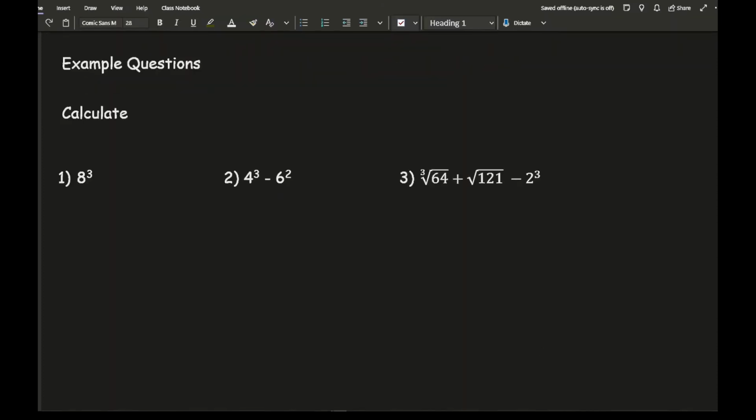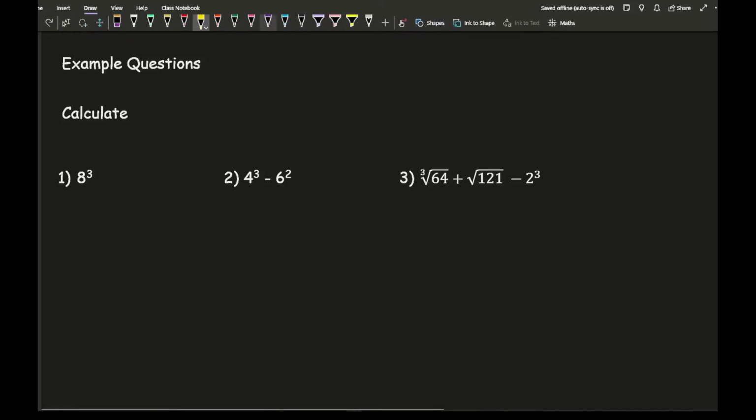So let's go through some common example questions. With question 1, it's asking us to work out what 8 cubed is. So again, recognizing that 8 cubed is 8 times 8 times 8. Now 8 cubed is not one of the ones that we should know mentally, so let's have a look at working this out. So 8 times 8 is 64, so what I need to do is 8 times 64.